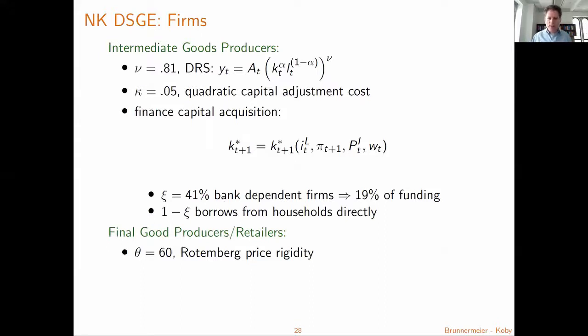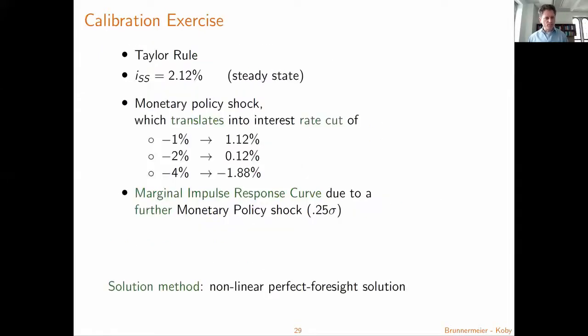So total funding, like in the data, is 19%. So 19% is funded through the banks, and 81% is funded outside of the banks. For Europe, this would be different, so we also calibrate to the European numbers. It has some impact on the reversal interest rate, as you can imagine, but it's smaller than what we anticipated. So 1 minus the share, they can borrow from the households directly. And the final goods producers, we just put in because we need this for monopolistic competition in order to have stickiness. We don't do Calvo or Rotemberg price rigidities.